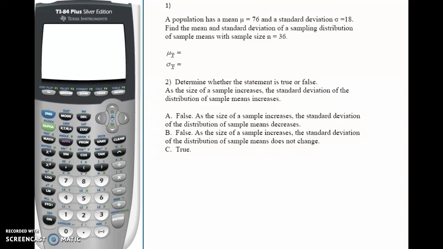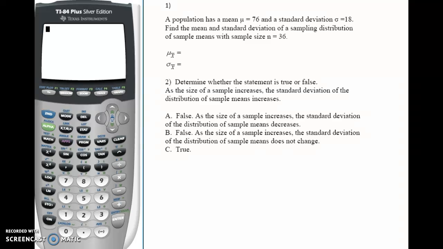Exercise 1 of section 5.4 is fairly easy, but I get a lot of questions on it. So here goes. We have a population with a population mean mu of 76 and a standard deviation sigma of 18. Find the mean and the standard deviation of a sampling distribution of the sample means that has a sample size of n equal 36.